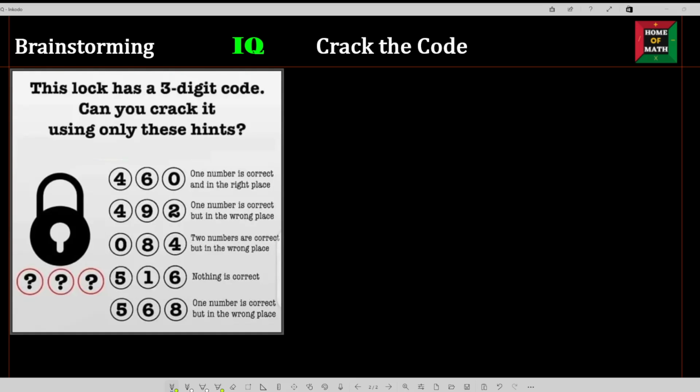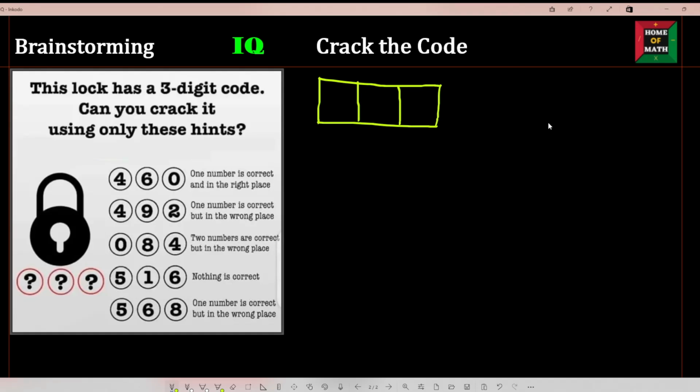Crack the code. Here is a lock, but we cannot open the lock because we don't know the 3-digit code. In this video we are trying to open this lock. So here are some hints. First we can write like this. We need 3 digits, so we can make a box.